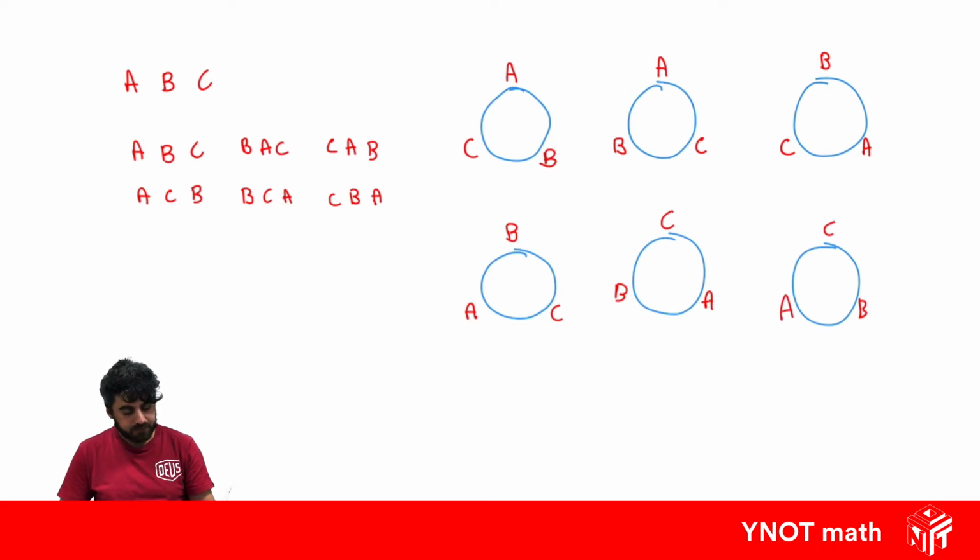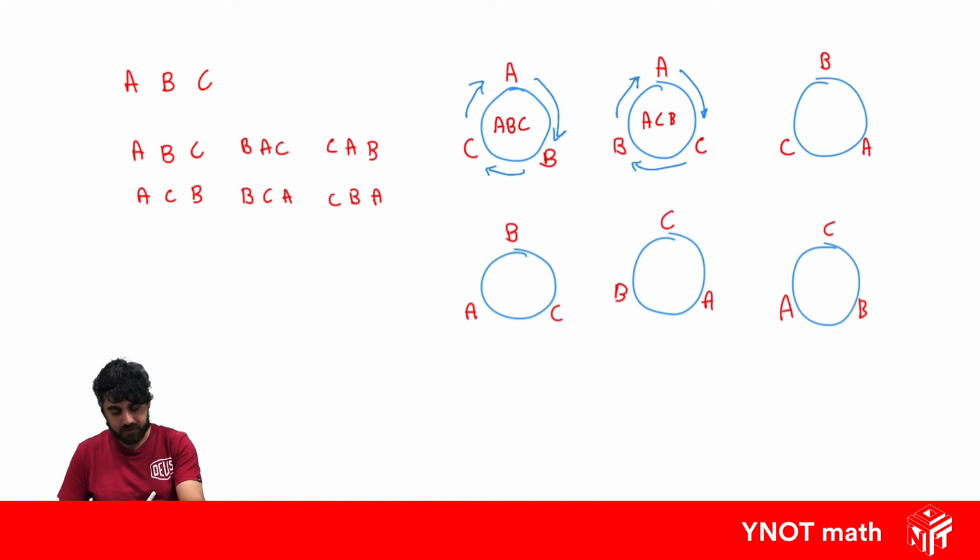Now, the real question is, are all of these different? And the way to determine if they're all different or not is actually just to start with the same person. So let's go around the table in a clockwise direction, starting with person A. So if we start with person A, this one is in fact A, B, C, this arrangement. What about the next one? So we start with person A, go in a clockwise direction, and we get ACB.